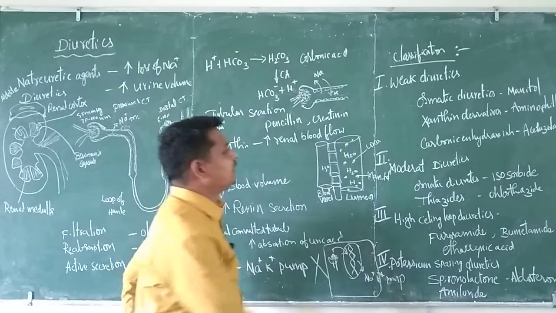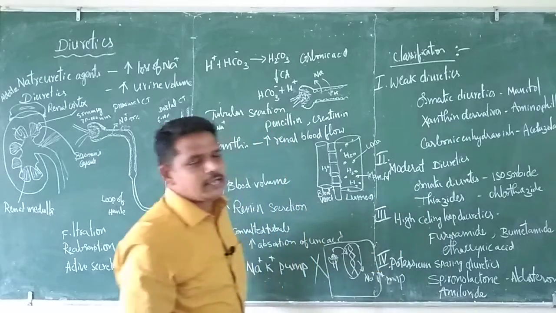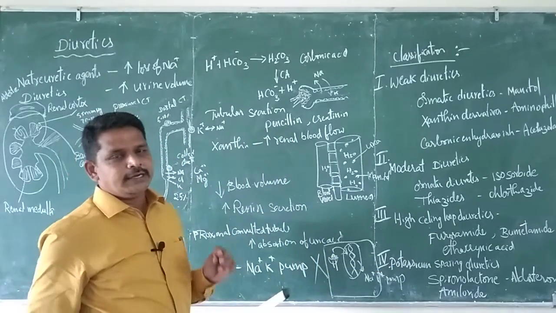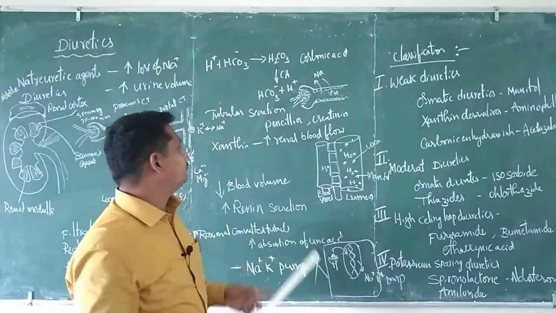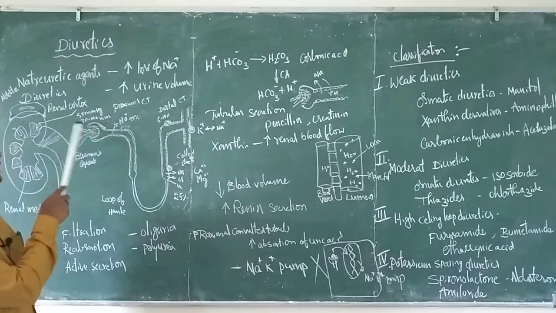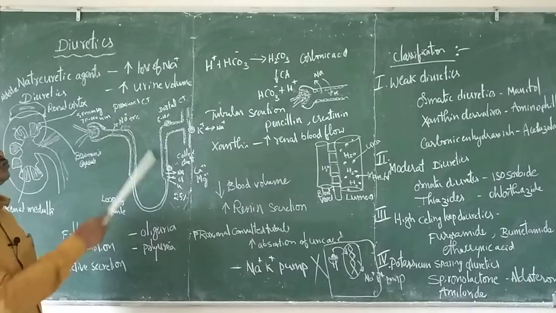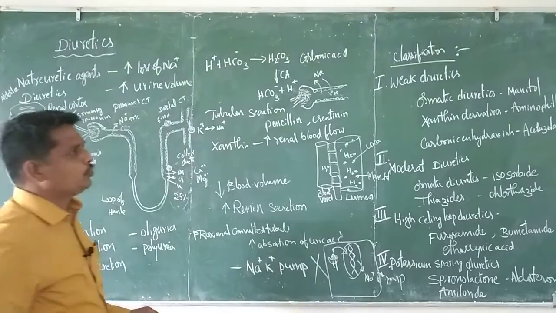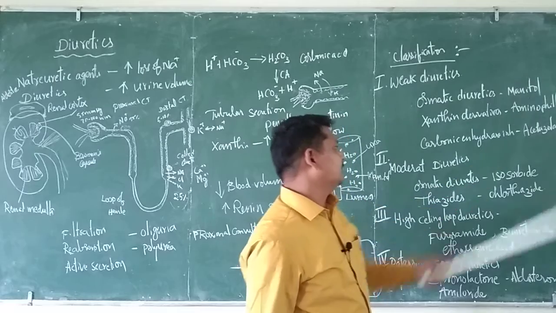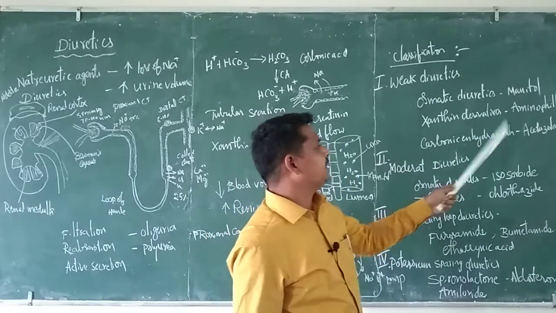Next we will go for the xanthine derivatives. As we discussed, tea and coffee will dilate your blood vessels, resulting in increased renal blood flow. When the renal blood flow is increased, obviously the filtration rate is going to be increased. In that way, it is utilized for diuretic activity. Example, aminophylline.